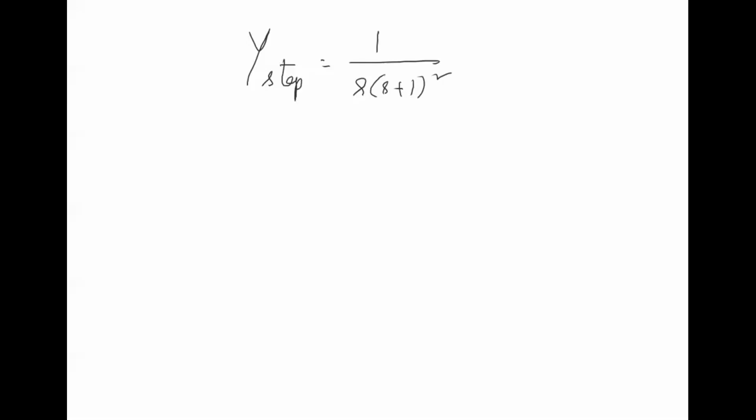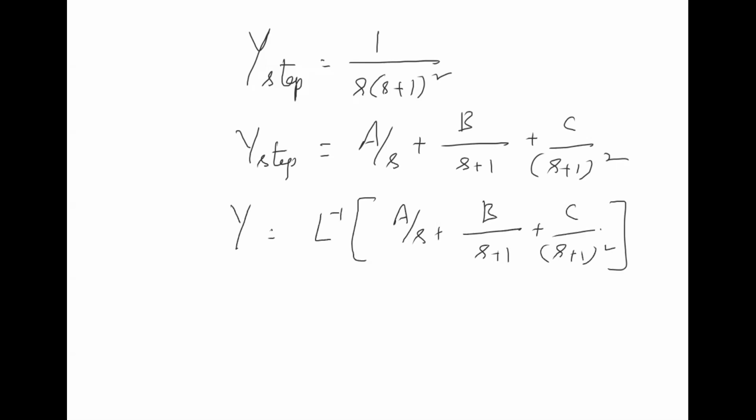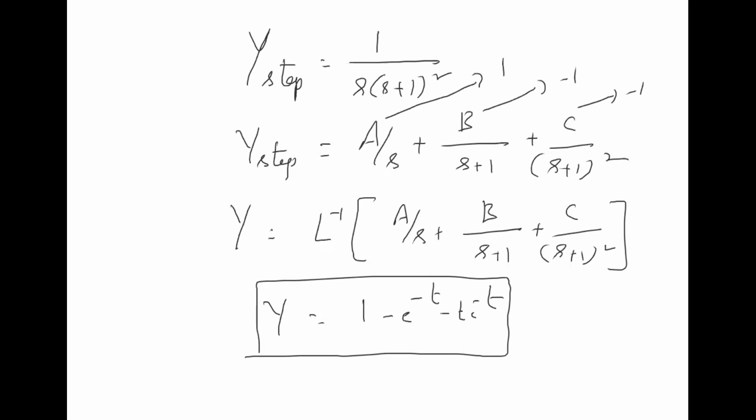So how do you write this? Split into partial fractions: A by s, B by s plus 1, C by s plus 1 whole square. So capital Y is the Laplace inverse of A by s, B by s plus 1, C by s plus 1 whole square. If you split this into partial fractions, you will get A is 1, B is minus 1, C also minus 1. So the answer is 1 minus e power minus t minus t into e power minus t. So this is the response. This is the step response of an unknown process.